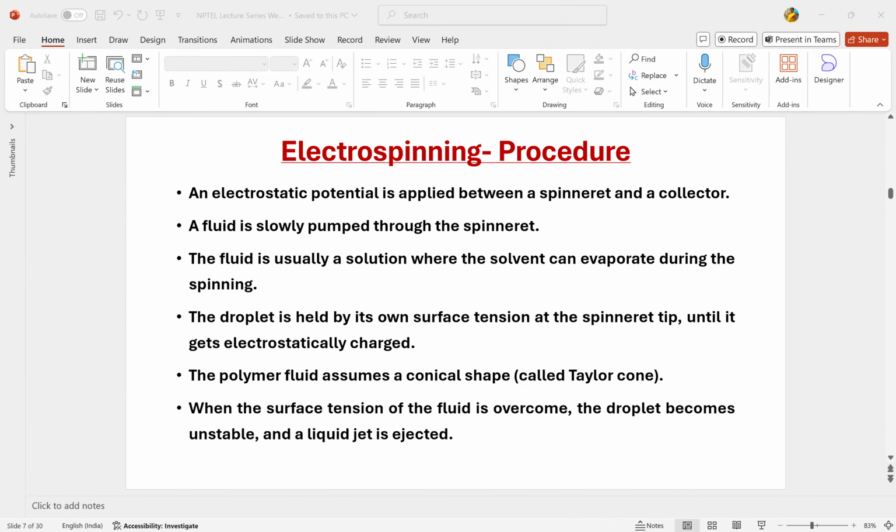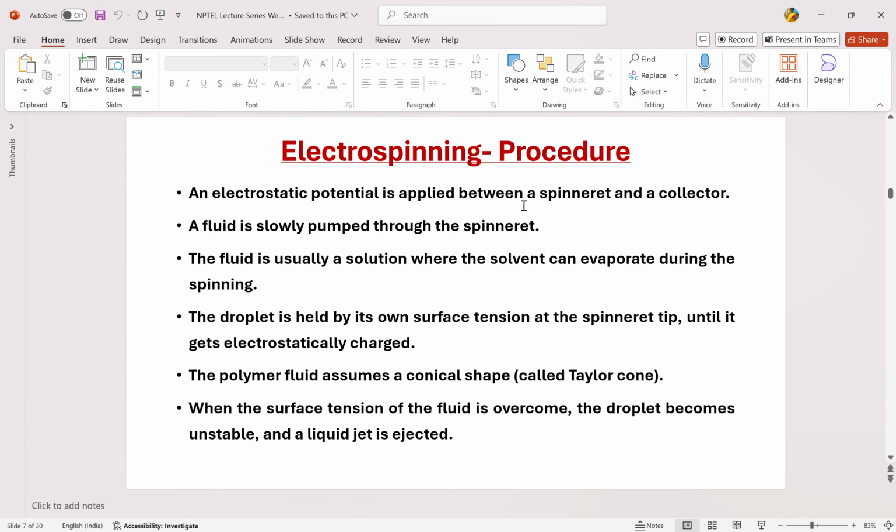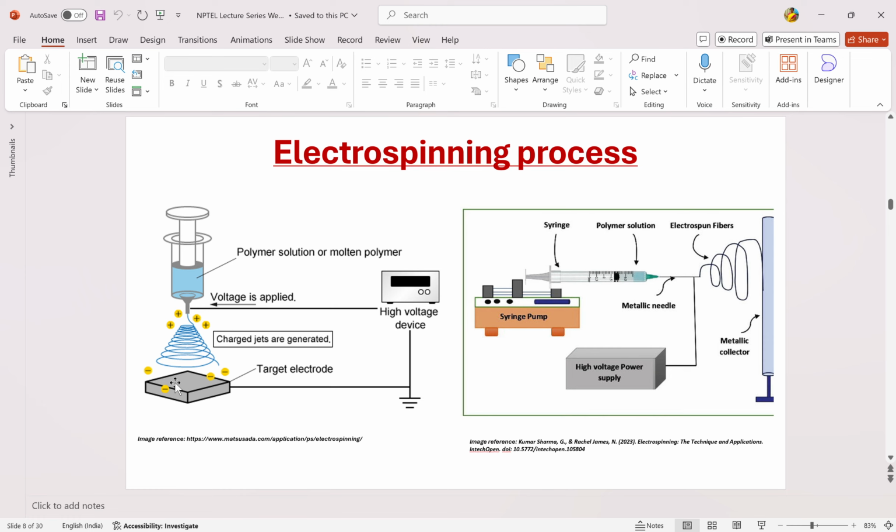So that entire thing is called a spinneret. Basically, electrostatic potential is applied between a spinneret and a collector. This plate you can see is the collector, and this is your spinneret setup. An electric potential will be applied between your spinneret and the collector. As you can see here, your polymer is having positive charges and your plate is having negative charges. As soon as the charge of your polymer solution is higher compared to the surface tension of the polymer solution, it will start extruding through the Taylor cone as fibers, which will be collected in your plate.